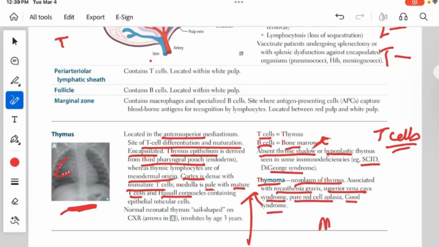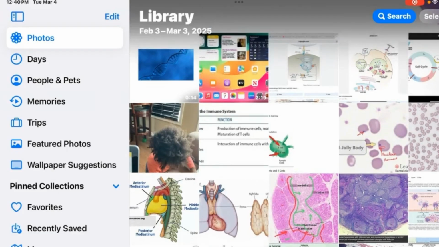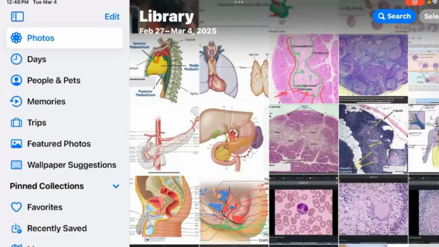Let's start with myasthenia gravis. So you could get a history where you see a patient with a mass in the anterior mediastinum. It will give you a CT scan. Let me see if I have something of that nature to show you.